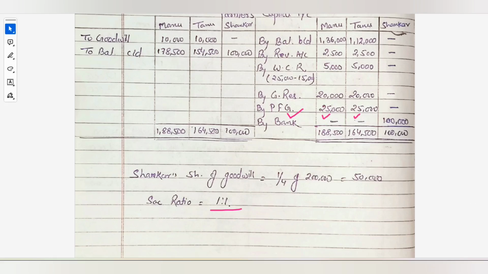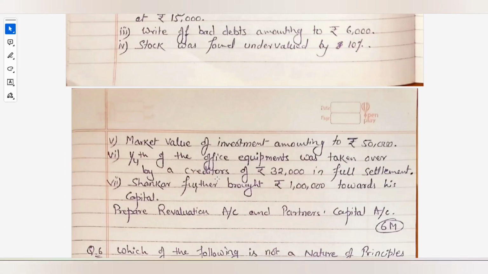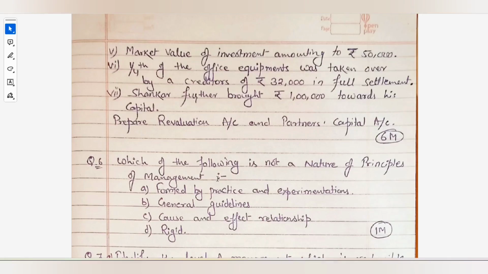And the last but not the least step is the contribution of capital by the new partner, that is 1 lakh. So by bank we have to write, and in the column of Shankar we have to write rupees 1 lakh as his capital as given in the question. Now the final step is to balance the capital account by totaling and balancing. So the balance c/d will be 1,78,500, 1,54,500 and rupees 1 lakh. So in this way we have solved the last question of the accountancy part. That means 6 marks have been completely and successfully solved.